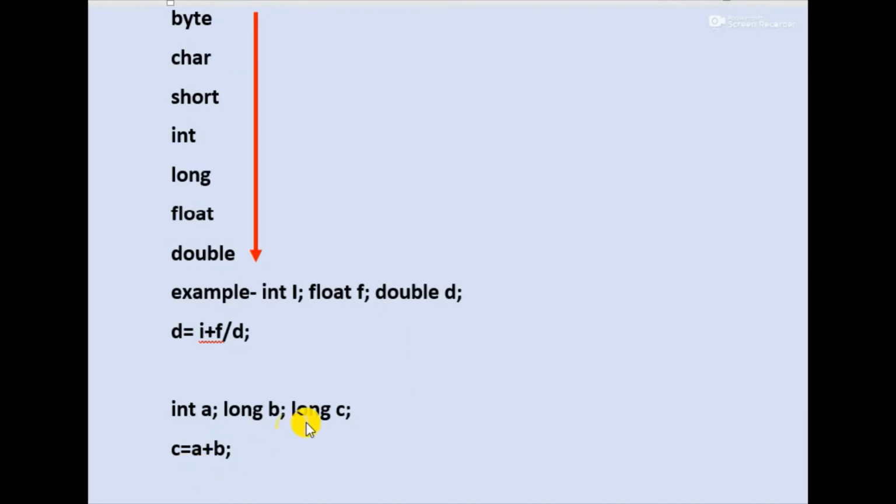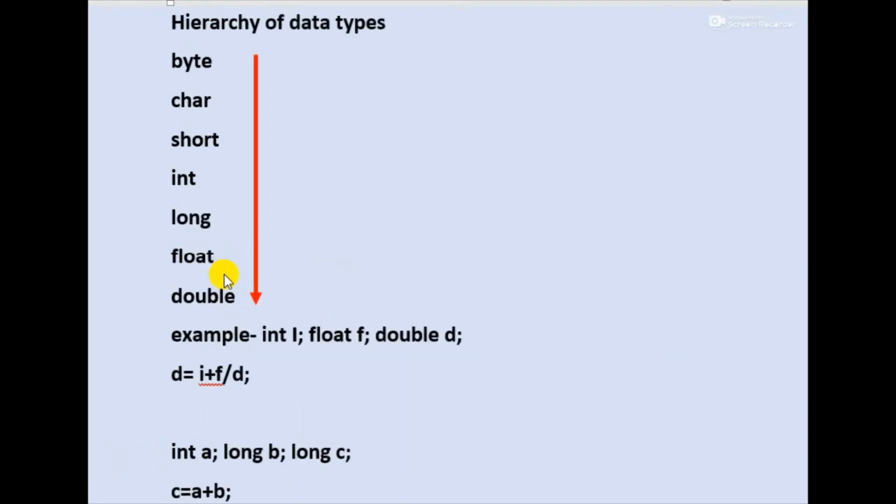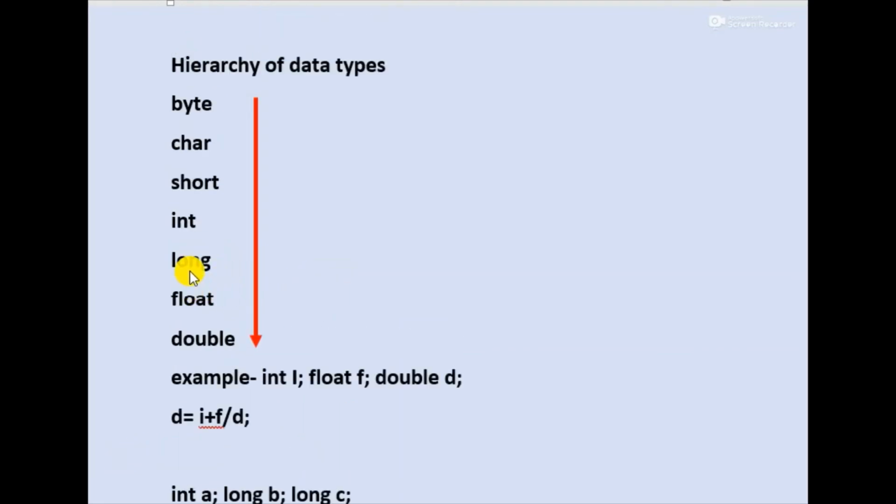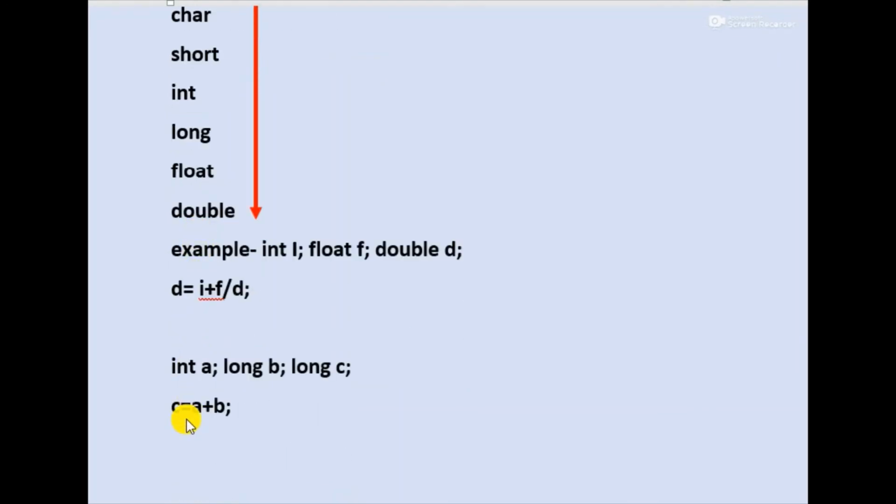Why are we using a variable of long type here? Because long has higher priority than the int data type. So we are using c, which is long data type, and this c will hold the result of this mixed expression.